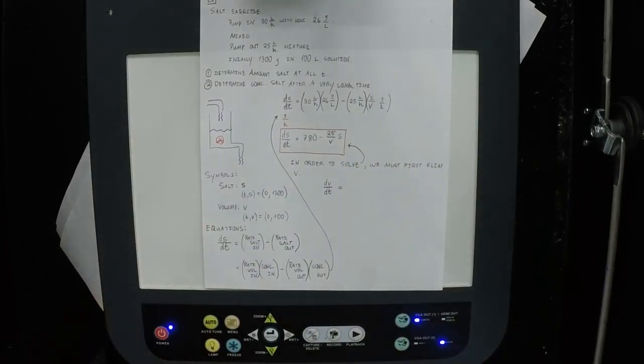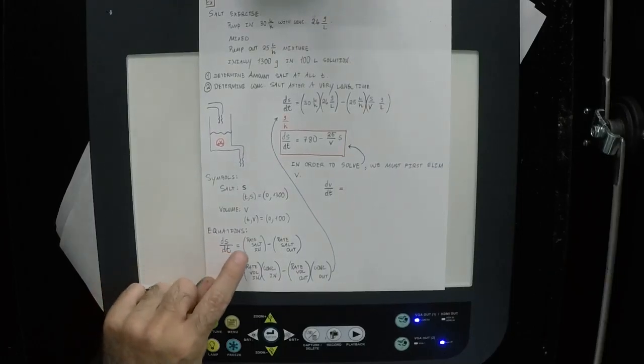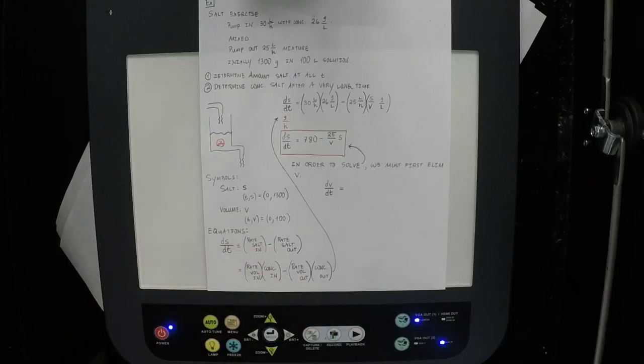Remember, it's just like the salt. dS/dt is the rate of the salt in minus the rate of the salt out. Some salt is coming in, some salt is going out.